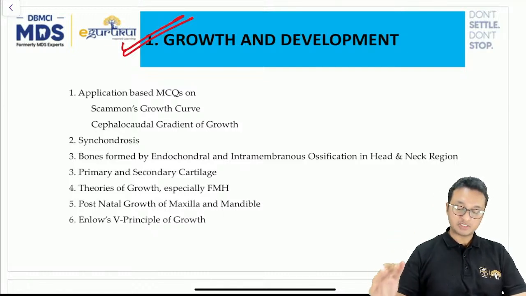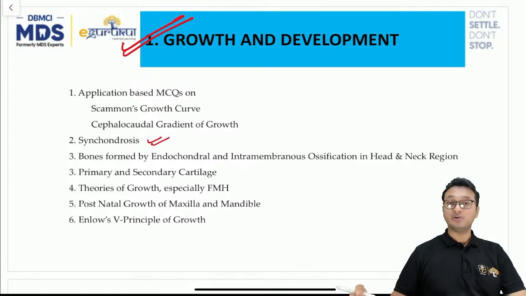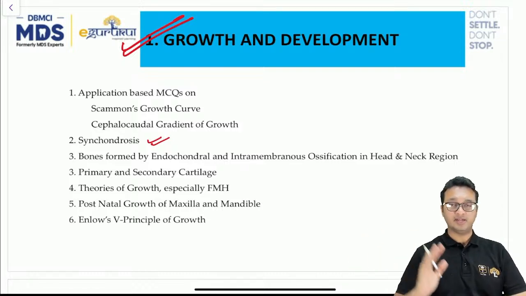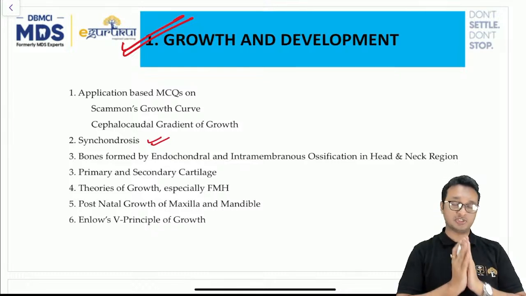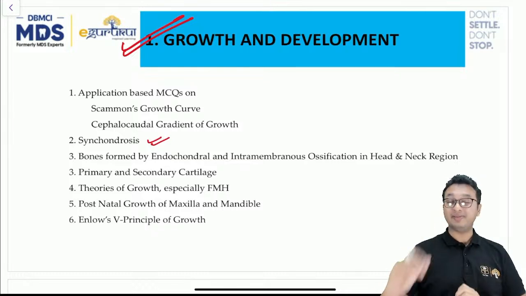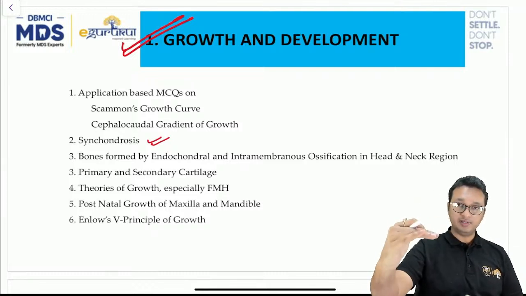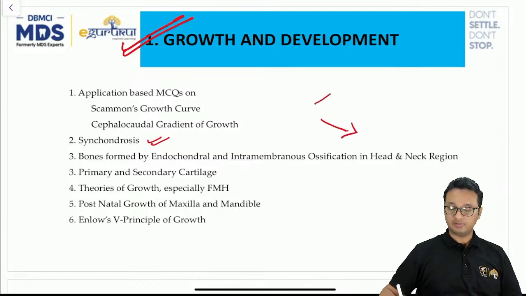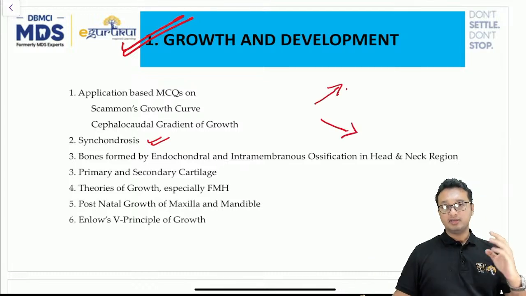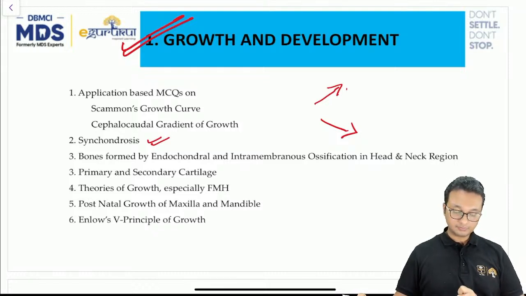You will have application based MCQs on Scammon's growth curve, several called rate of growth, then synchondrosis, primary cartilage, secondary cartilage, the direction of growth vector of nasomaxillary complex, the direction of growth vector of the basic occiput, the base of the cranium, which is upward and forward, whereas that of the nasomaxillary complex is downwards and forwards because of primary and secondary displacement. I hope you people remember that.